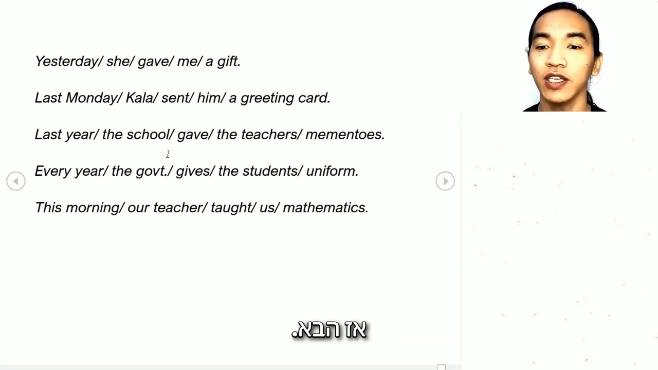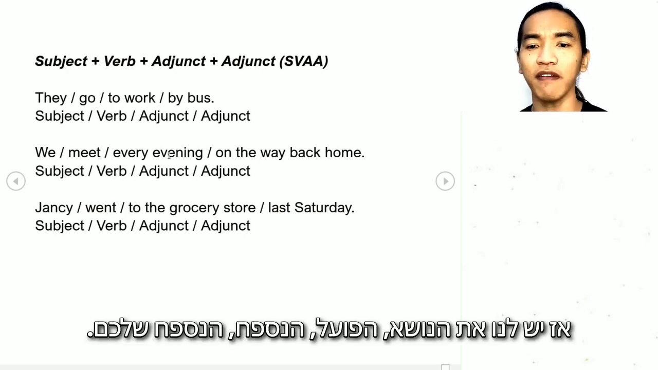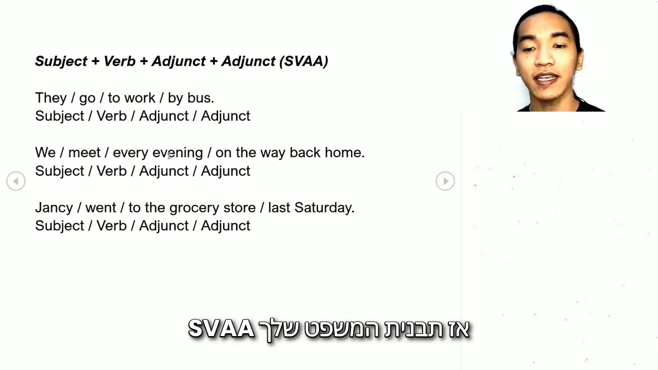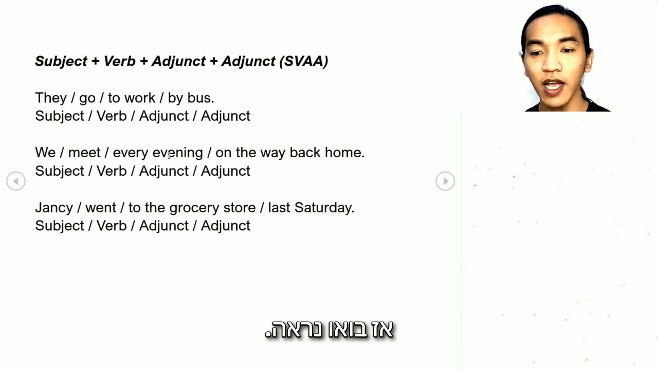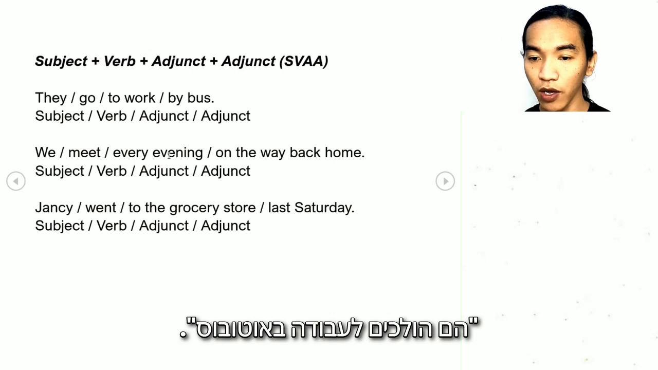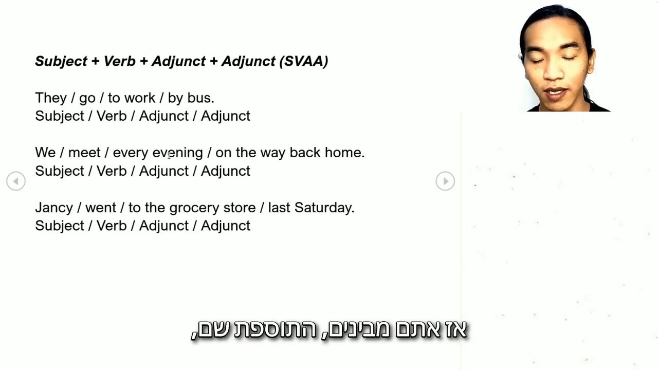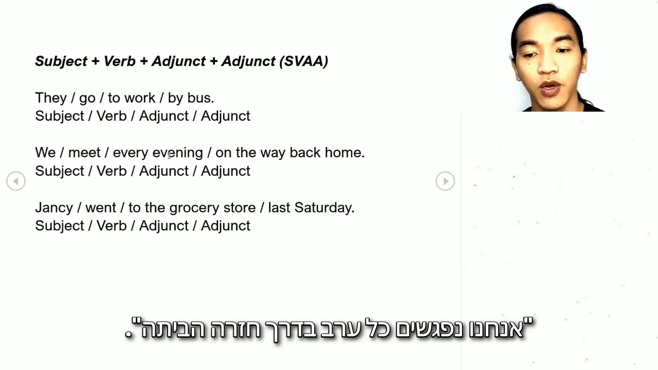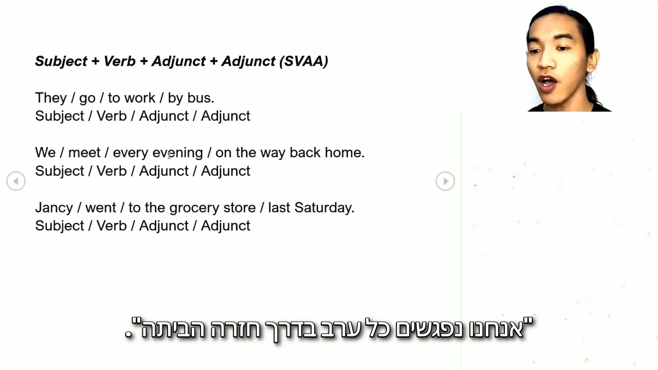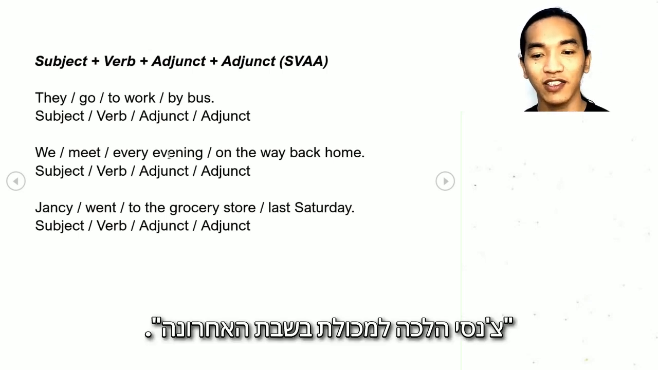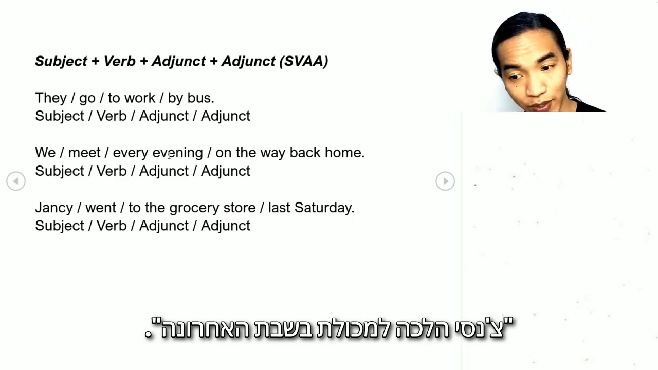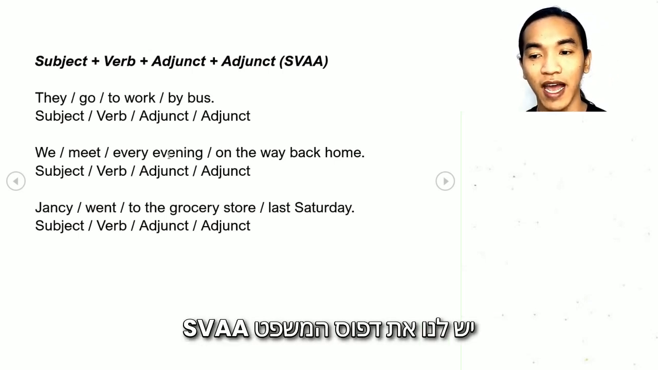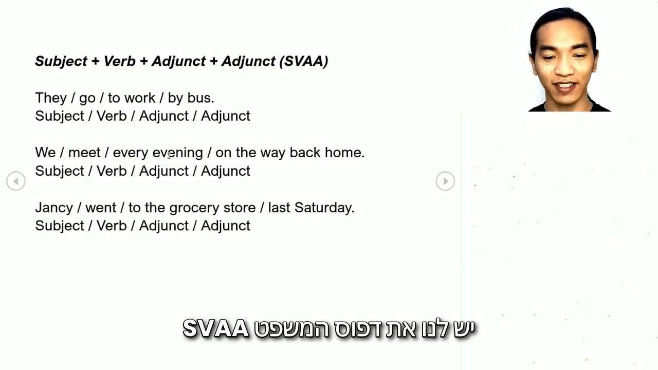All right, so next one. So we have your subject verb adjunct. So your SVAA sentence pattern. All right, so let's see. They go to work by bus. So you see the adjunct there, to work by bus, is also another adverbial place. We meet every evening on the way back home. Jancy went to the grocery store last Saturday. Okay, so as you can see, we have your SVAA sentence pattern.